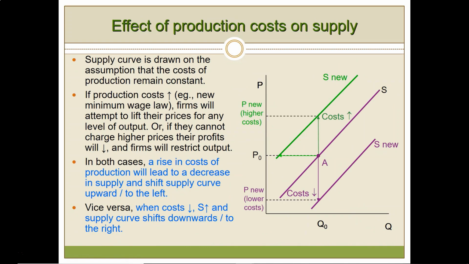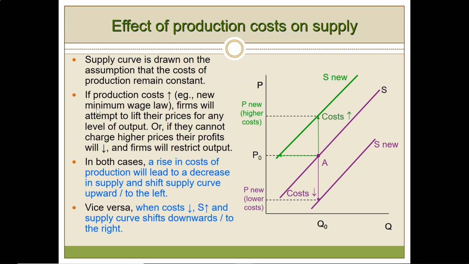Let's have a look at the effect of changing costs on supply. The original supply curve was drawn on the assumption that the cost of production remains constant. That's why I've mentioned that other things being equal. So initially we assume that costs are equal to some amount, and our supply curve is shown by this purple line S. Now let's imagine that production costs go up.